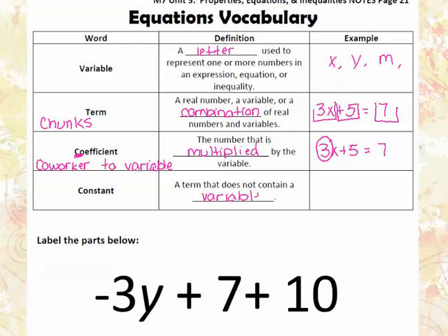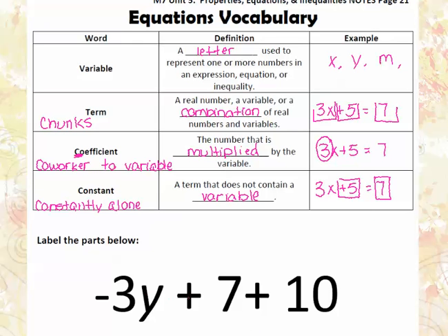I always remember the constant. It's constantly alone. It's a sad number. It's all by itself. It doesn't have a variable to work with. So if we look at our example that we've been using, our constants are going to be this positive 5 here and this positive 7. Those are constants. They're all by themselves.